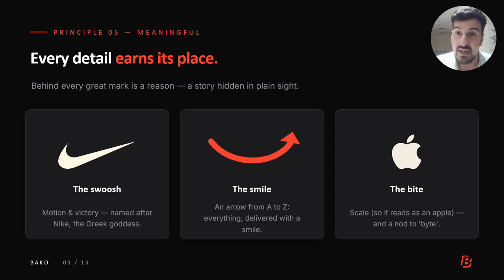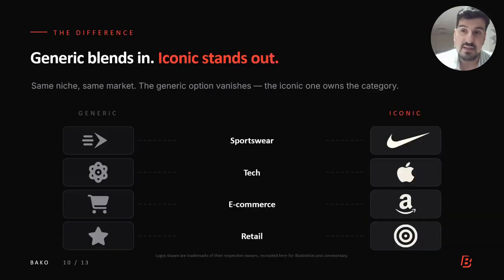So that is the 5 principles that you need to keep in mind for coming up with your concept. And if it ticks these boxes, then you can validate that logo and the concept to be memorable. The difference is generic designs blend in and iconic designs stand out. So you have to position yourself different from the rest of the market. Just take that extra time and come up with something unique.